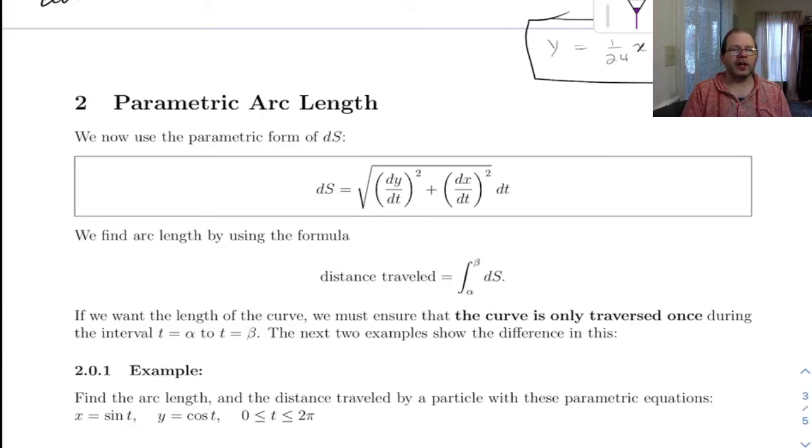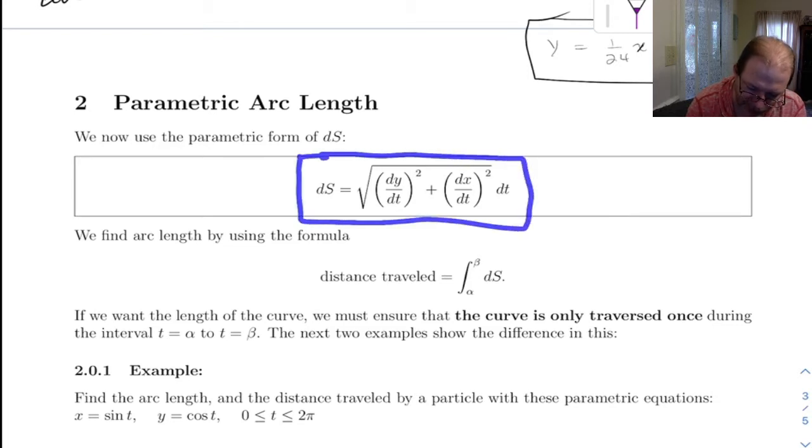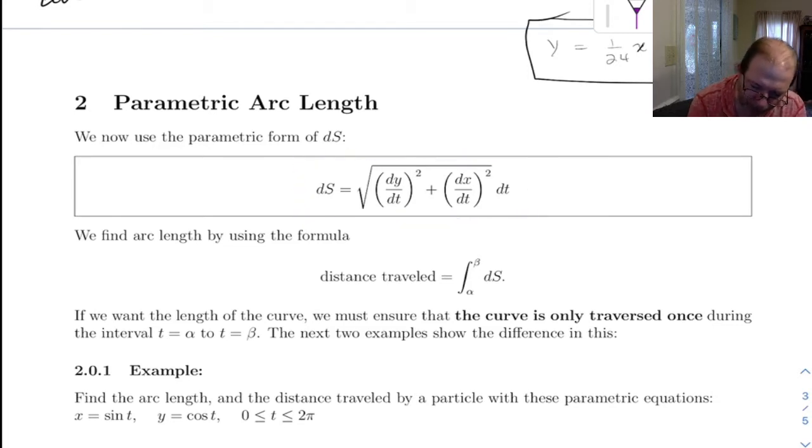All right, we're about to look at parametric arc length. With parametric arc length, we use the parametric version of ds, which is this thing right here. And when we use endpoints with parametric and with polar when we get to it, typically we use Greek letters for our endpoints, alpha and beta. But that's just a convention. It doesn't matter. If you want to use A and B there, go right ahead.